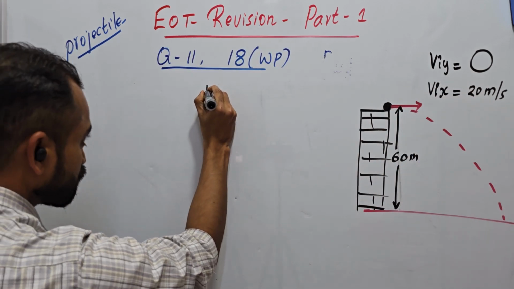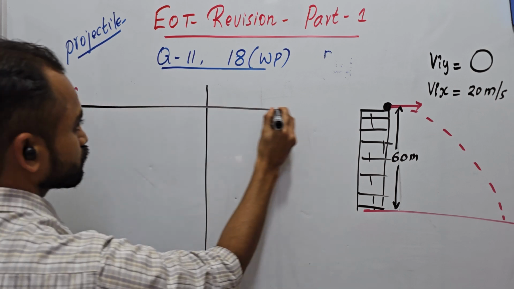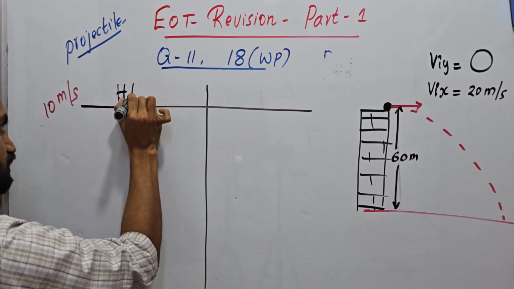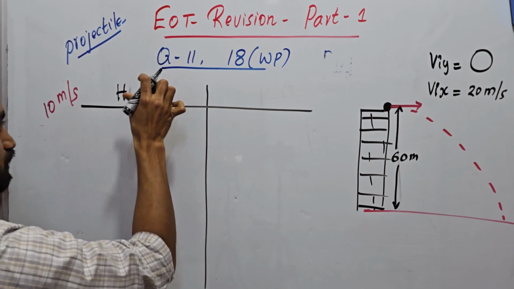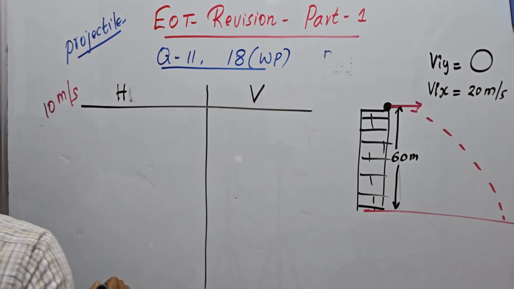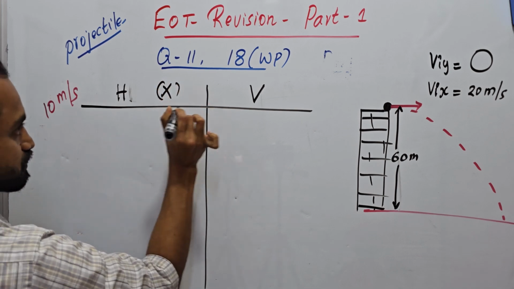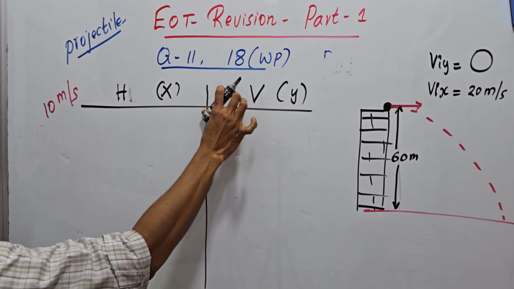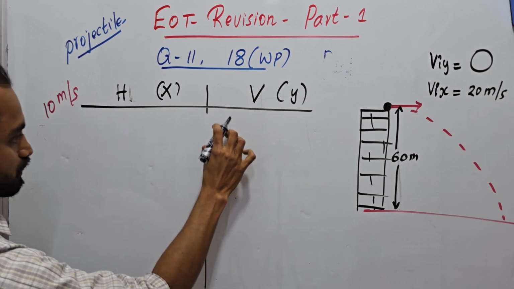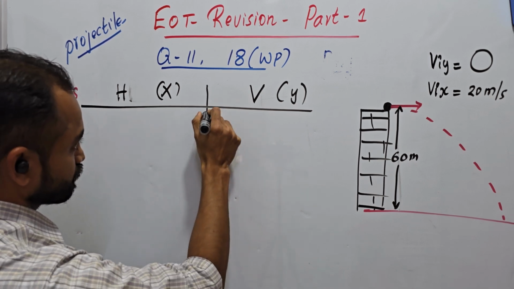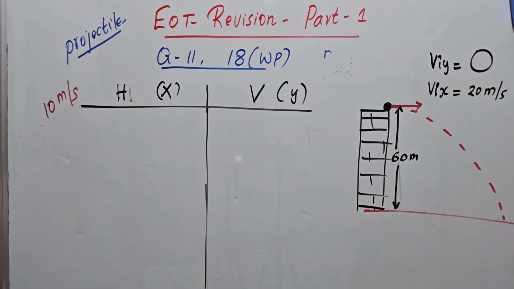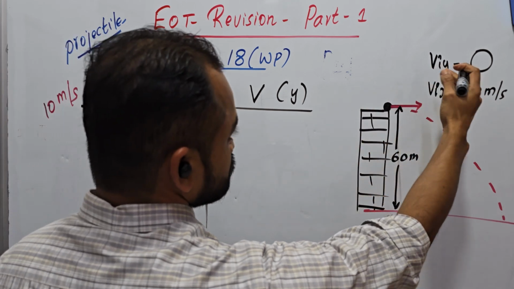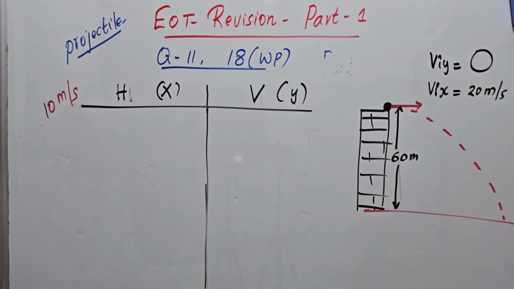So I said projectile has both horizontal and vertical motion. I will write H for horizontal and V for vertical. Horizontal means x axis, vertical means y axis. First we will write what is given in the question. We have initial vertical velocity, initial horizontal velocity, and the height.